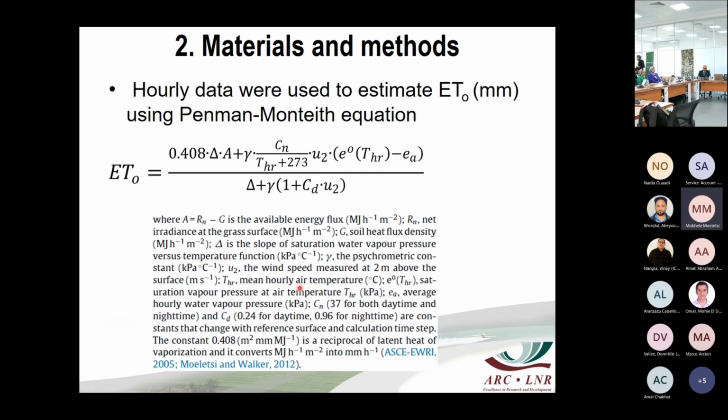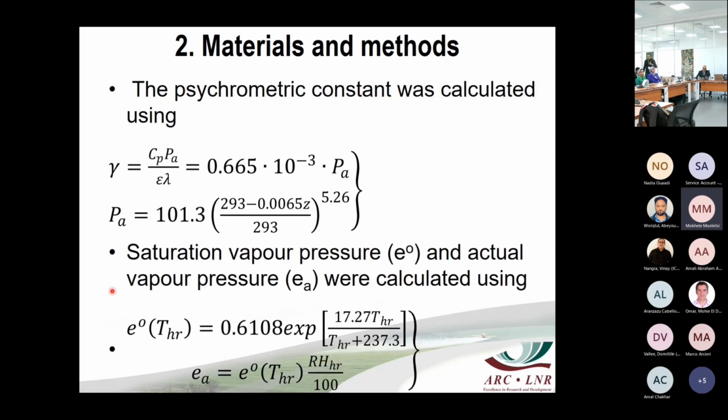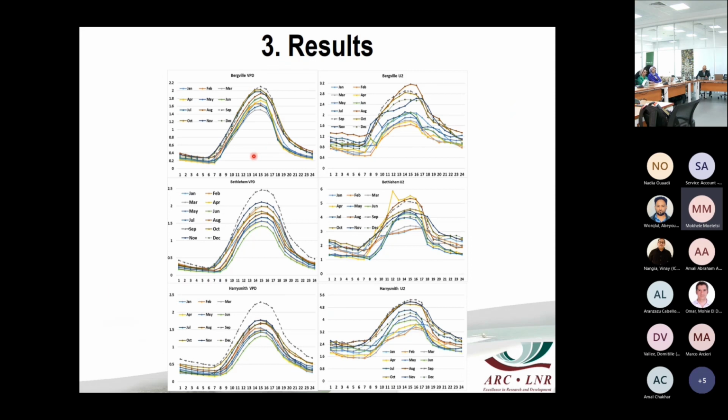We use the basic Penman-Monteith equation for this study. I'm sure you are all aware of that. And these are the equations for some of the parameters that we used. Coming to the results, if you look at Bergville, the left side is the vapor pressure difference, the annual vapor pressure difference, for different months.